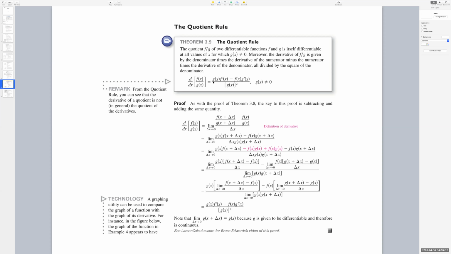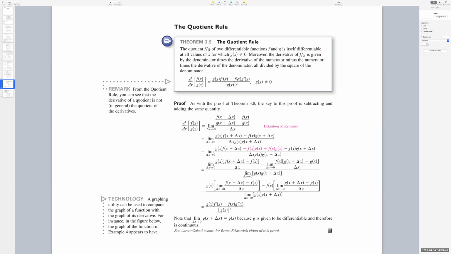So another way that helps remember this formula is you find the derivative of the first function multiplied by the second function, minus the derivative of the second function multiplied by the first function, and then you divide by the second function squared. So just take g of x and square it.